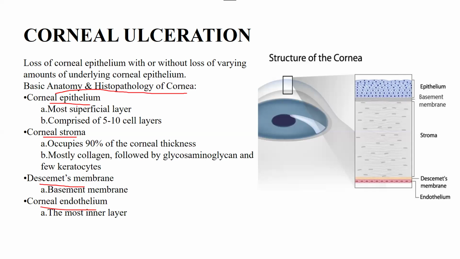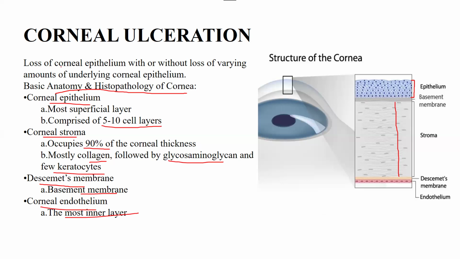The corneal epithelium is the most superficial layer. As you can see over here, this is the corneal epithelium. It is comprised of 5 to 10 cell layers. Then we have the corneal stroma. Stroma occupies 90% of the corneal thickness, starting from here, and this all is the stroma. It is composed mostly of collagen, glycans, and few keratocytes. These are the cells or substances present in the stroma. Then we have Descemet's membrane, that is the basement membrane. Then we have the endothelium, that is the innermost layer.